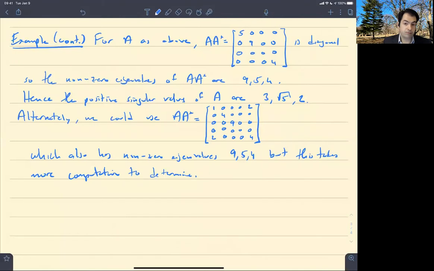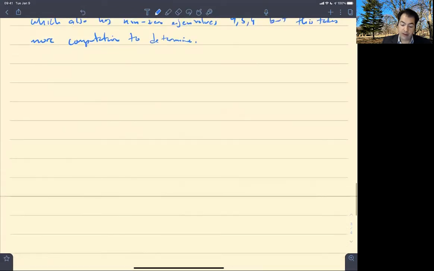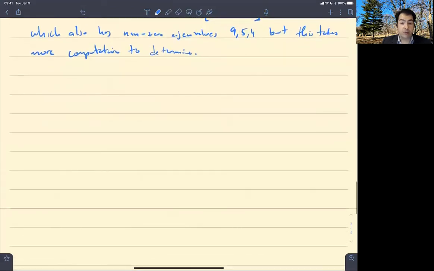Okay, so that's how you could have found the singular values. Okay, I'll come back to how you find the singular vectors in a moment, but let's think about another example just to show how this helps understand the action of the linear map multiplied by this matrix.